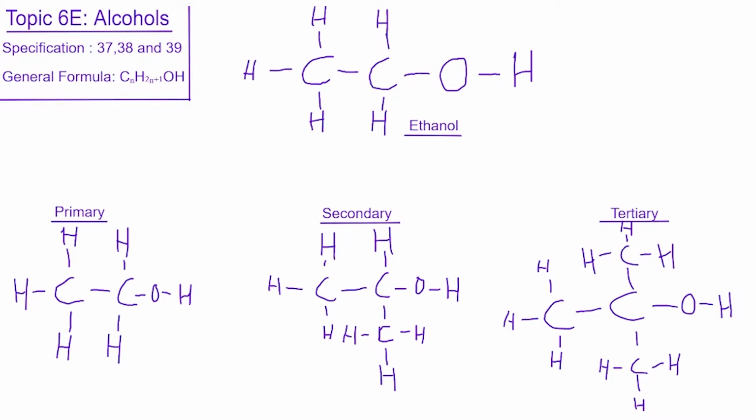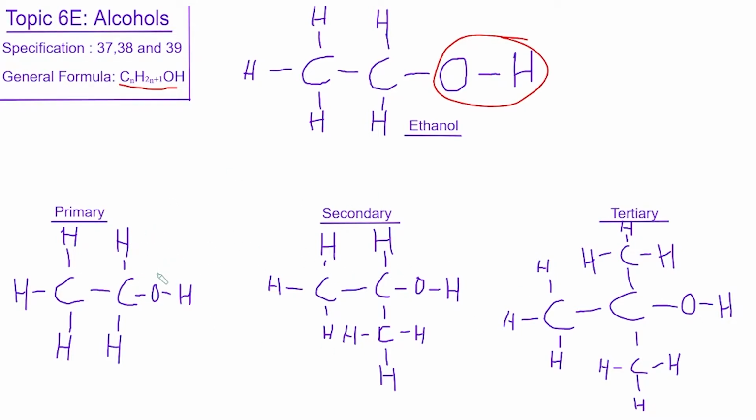An alcohol is an organic compound with this general formula of CnH2n+1OH, with its functional group being right here, known as the hydroxyl group. Alcohols, just like halogenoalkanes, can be primary, secondary, or tertiary, depending on the carbon atom to which the hydroxyl group is bonded. Here's an example of each kind of alcohol down here.